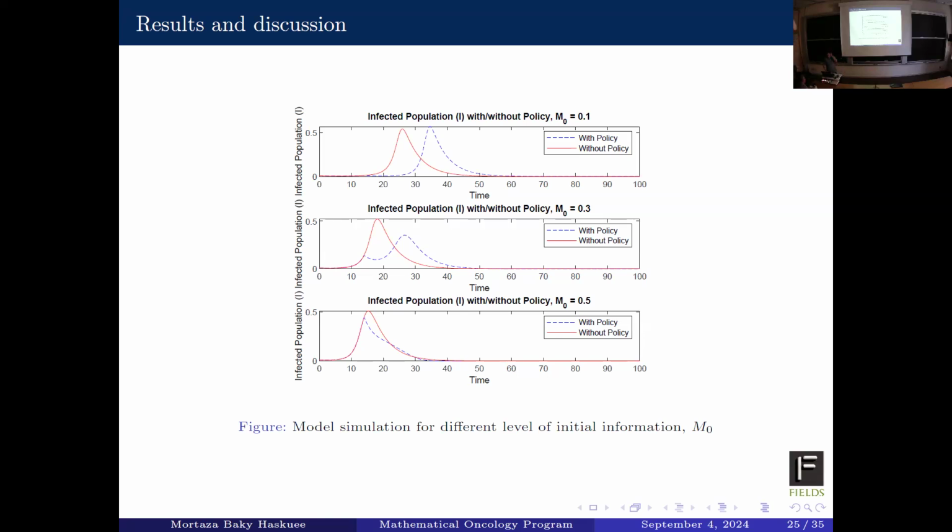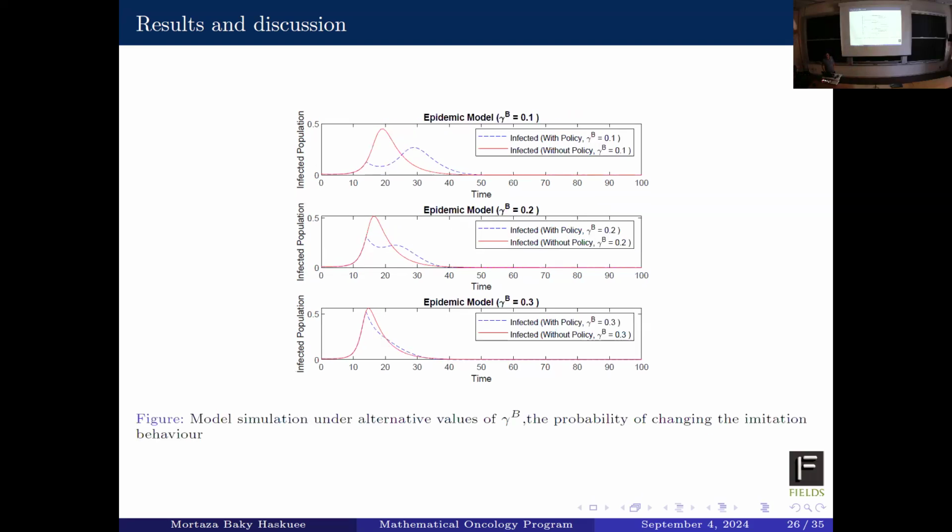And if we increase the level of information, we will see that not only will the maximum number of infections decrease, it will also impact the date of the maximum. And if we increase M0 to 0.5, then there will be a sharp decrease in the number of infections. So it shows how important information is in our model.